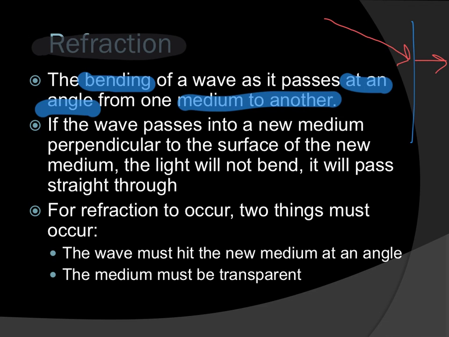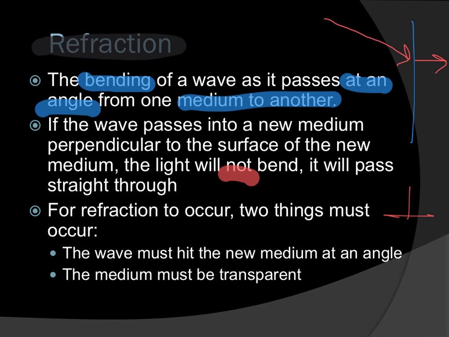Now we'll talk about why this is, but make a note. If the wave passes into a new medium perpendicular to the surface of the new medium. Perpendicular, in case you've forgotten, is that right angles, right? Just like the normal line. If the light goes in perpendicularly, the light will not bend. It'll just pass straight through. And like I said, we'll say why in just a moment.